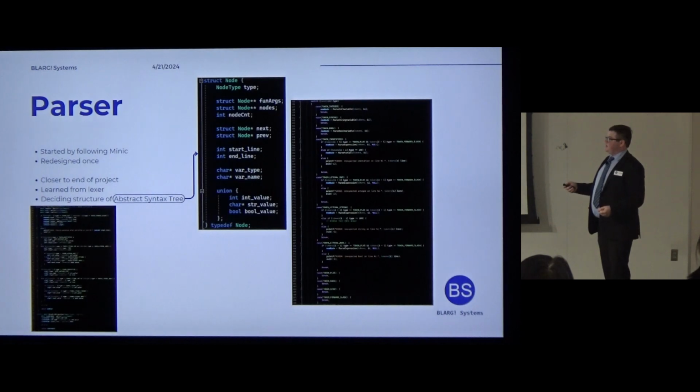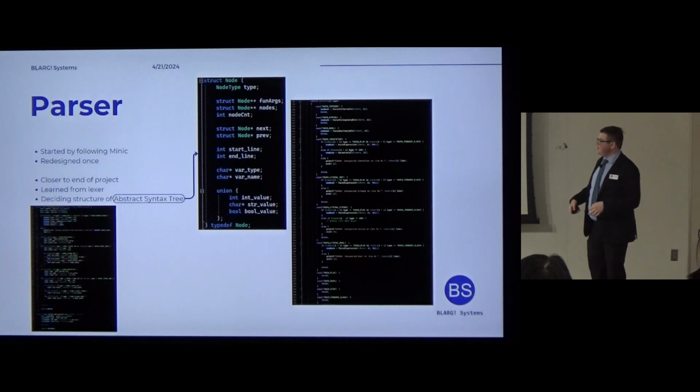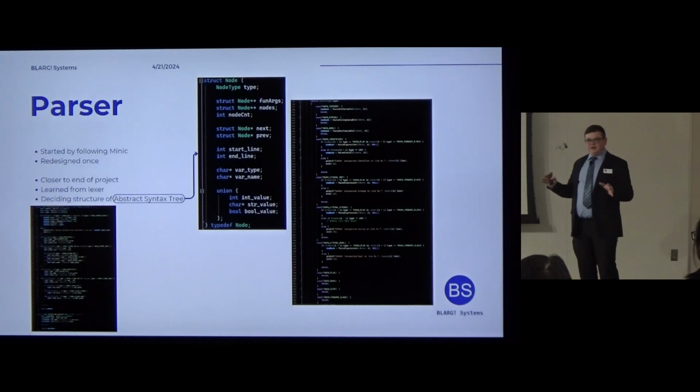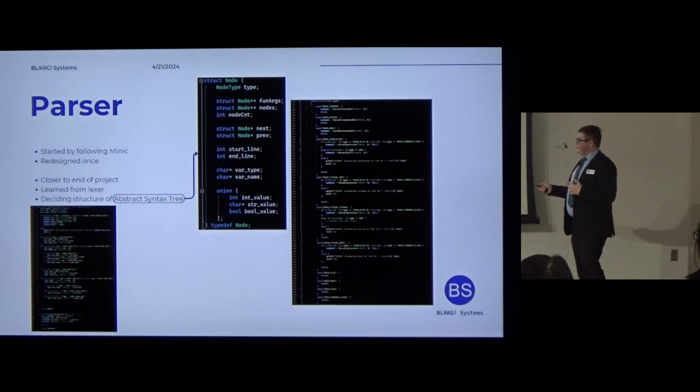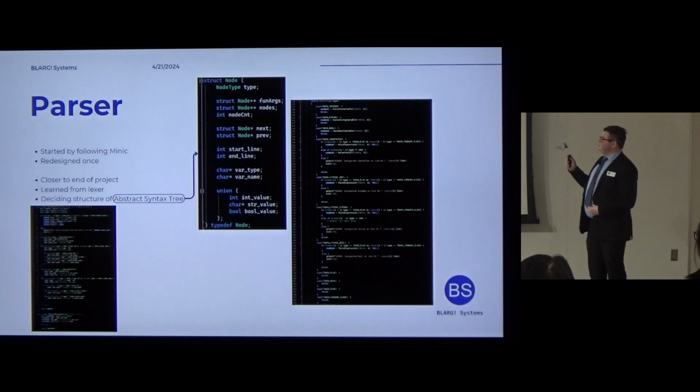And then I moved on to my parser. I started out again by following mini-C, and I only had to redesign this one once, mostly because I didn't have time to redesign it again. I was getting close to the end of the project, and I realized I really need to hurry this up. Since I've learned a bit about C from my Lexer and learned my dumb mistakes, this didn't actually take that long to put together, even though it's a longer file than the Lexer.